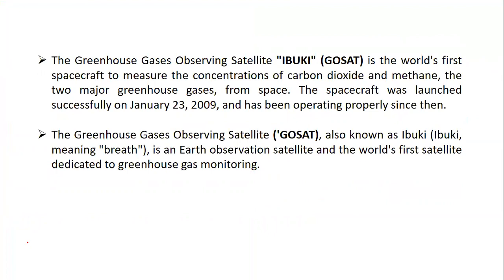GOSAT, the Greenhouse Gases Observing Satellite, is the world's first spacecraft to measure the concentrations of carbon dioxide and methane, the two major greenhouse gases, from space. The spacecraft was launched successfully on 23rd January 2009 and has been operating properly since then. GOSAT is known as Ibuki, which means breath. It is an Earth observation satellite and the world's first satellite dedicated to greenhouse gas monitoring, which is very important. If you get statement questions, you should be able to answer them.